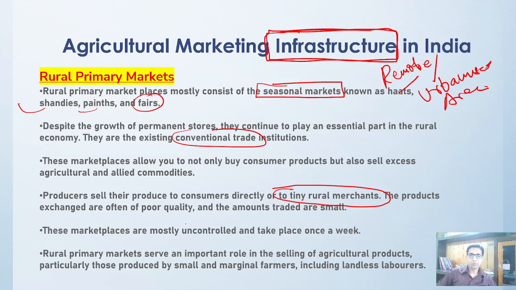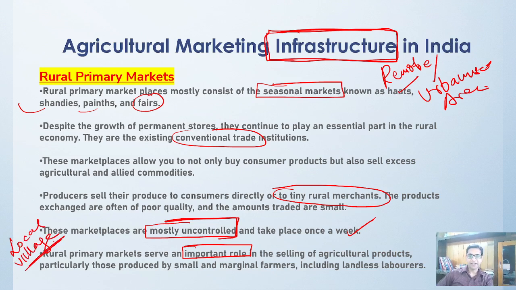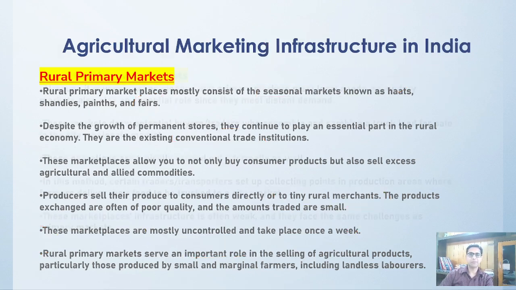And they are mostly uncontrolled because the laws do not apply over here. So whatever is there, there is a farmer and a seller and a buyer. Once a week, whatever it is working. These are very, very important for local areas like village areas. This normally happens in a village area where a very small farmer, marginal farmer, even landless labor can come there and start buying and selling the products.